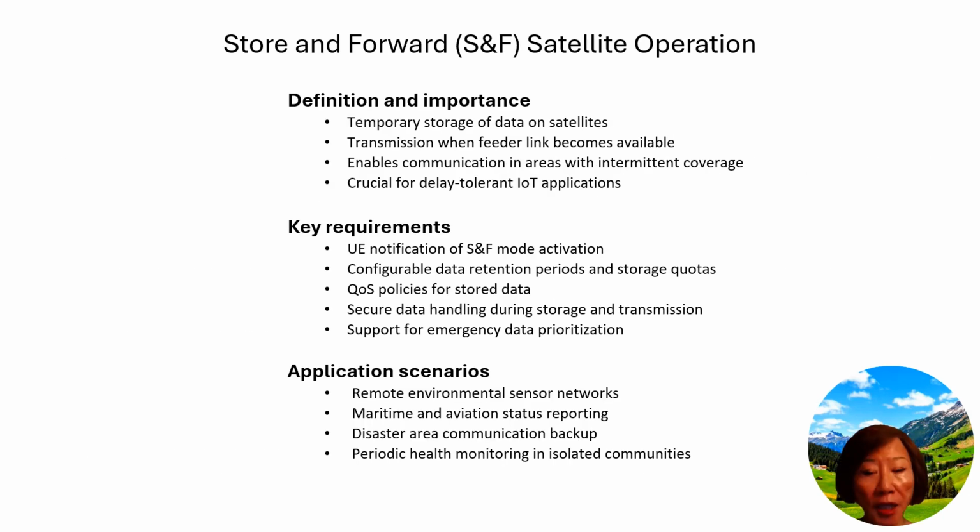Store and forward satellite operation, SNF in short, is a fundamental feature for enhancing the reliability and reach of 5G systems through satellite integration. It allows the satellites to temporarily store data when a direct connection to the ground network is unavailable, forwarding it when a feeder link becomes available. We'll take a look at all these different links: feeder link, service link, inter-satellite links. We'll have pictures later on to illustrate all these concepts.